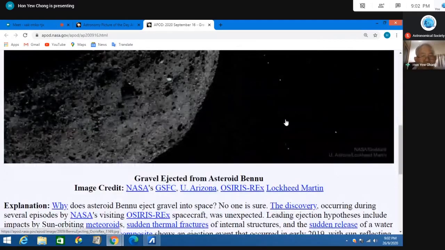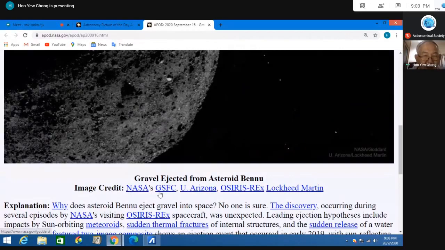Interesting, eh? Okay. So of course it's taken from OSIRIS-REx. It's a robotic spacecraft launched by America some years ago that orbited what they call an asteroid called Bennu. And of course, by University of Arizona, and then you have NASA here, and Goddard Space Flight Center, GSFC, and of course Lockheed Martin is the one that built the spacecraft. Lockheed Martin is also a defense company making a lot of fighter jets and so on. They also make this spacecraft.